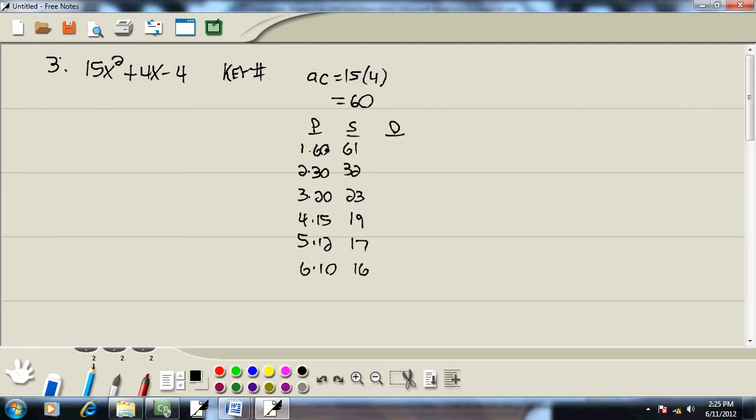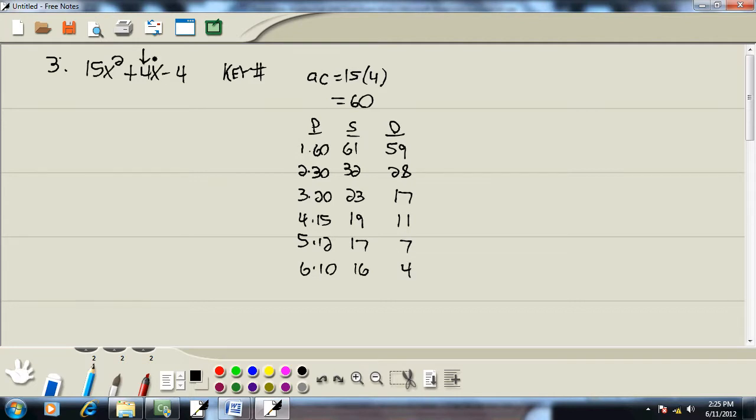And the difference column, we subtract them. 60 minus 1 is 59. 30 minus 2 is 28. 20 minus 3 is 17. 15 minus 4 is 11. 12 minus 5 gives us 7. And 10 minus 6 gives us 4.